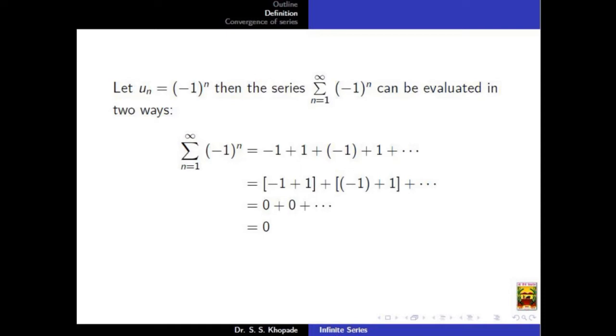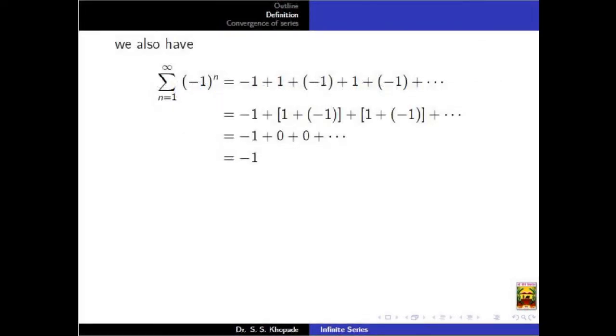This is one way. Whereas we can skip the first term, keep it as it is, and start grouping all the remaining terms in groups of two terms. Then again minus 1 as it is. The second and third terms are grouped together, which again contain 1 minus 1.